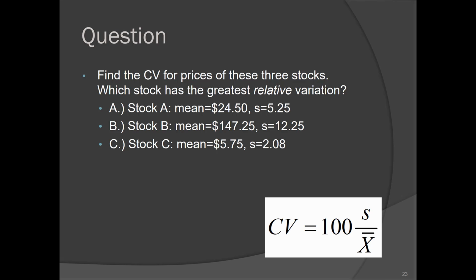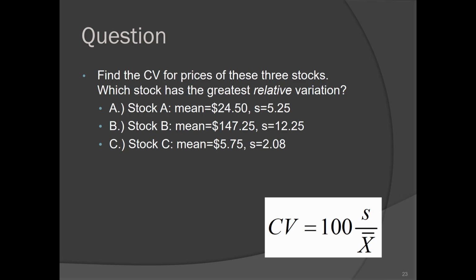Find the coefficient of variation for prices of these three stocks. Which stock has the greatest relative variation? So basically the one with the greatest relative variation is going to be the one with the highest percentage, the highest CV, the highest coefficient of variation. So when you first look at them, stock A has a mean of $24.50 with a standard deviation of $5.25. Stock B has a mean of $147.25 with a standard deviation of $12.25. Right there you can see that there's very different means, $24 versus $147 versus stock C, $5.75.